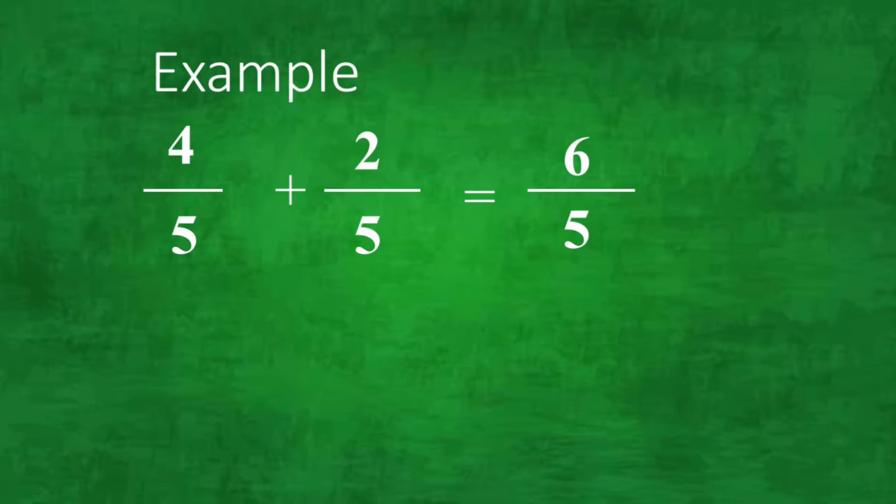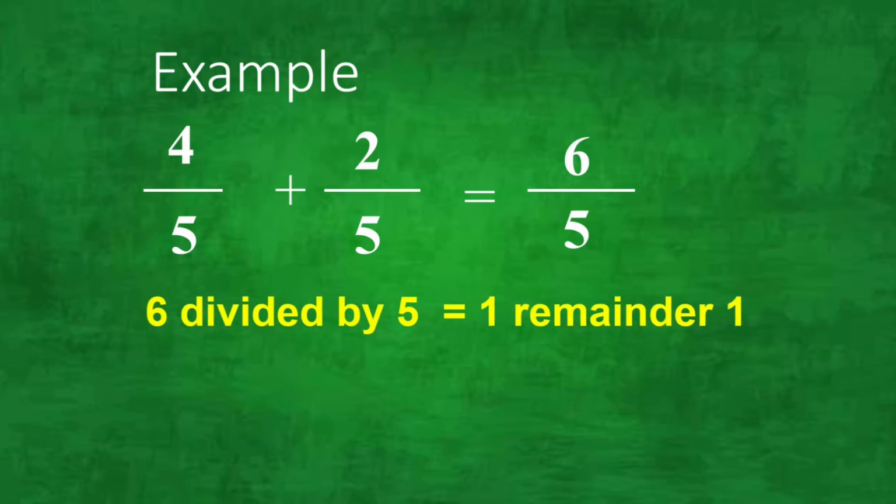How do we change an improper fraction to a mixed number? Yes, we divide the numerator by the denominator. So, 6 divided by 5 is equal to 1, remainder 1. 1 will be our whole number, and the remainder 1 will be the numerator of the fraction. Then copy 5 as the denominator. Our answer is 1 and 1/5.